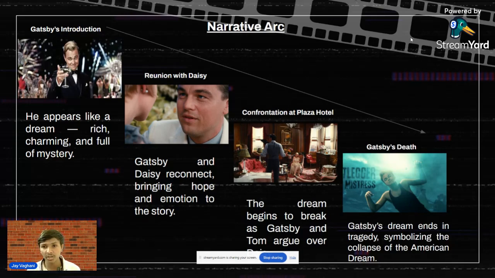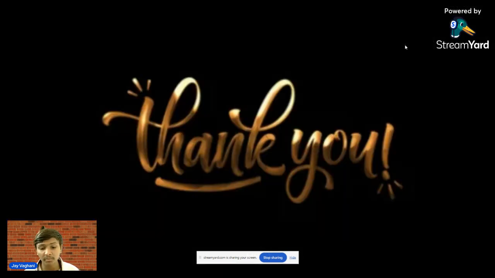To sum up, The Great Gatsby uses powerful cinematic techniques like non-linear storytelling, flashback, and sound design to make the story more emotional and engaging. These tools help us not just watch Gatsby's journey, but truly feel it.